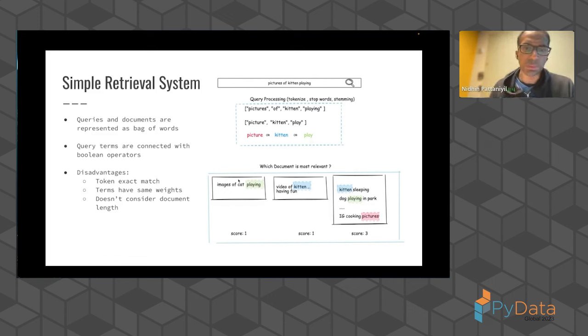The first document has the word playing, so it matches with play. The second document has the word kitten, so that matches. Document 3 technically has all the terms, but the document is longer. It's not talking about just kittens. The kitten is not playing, the kitten is sleeping, and it's a dog who's playing. So it technically contains all the tokens, but is it really relevant to the query?